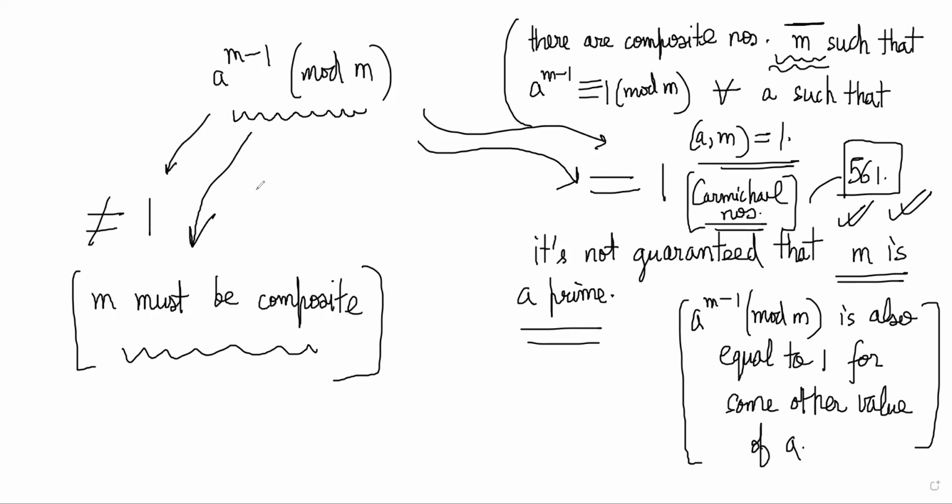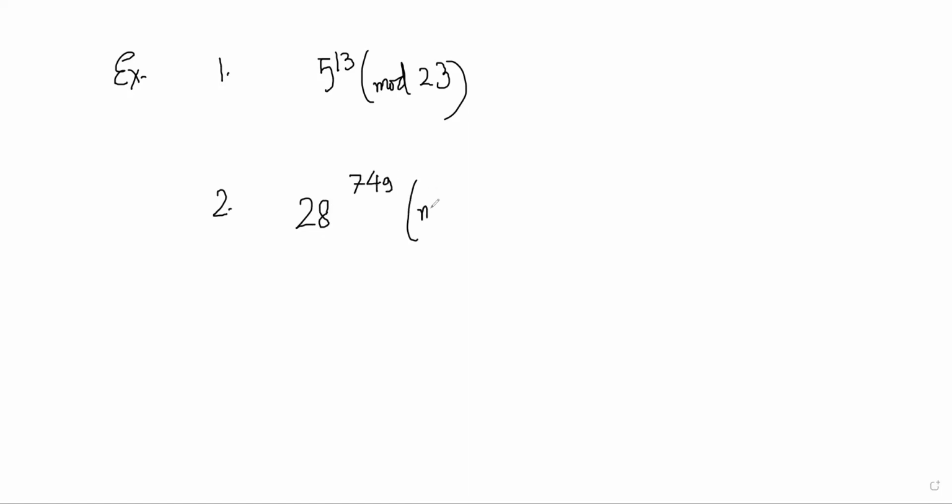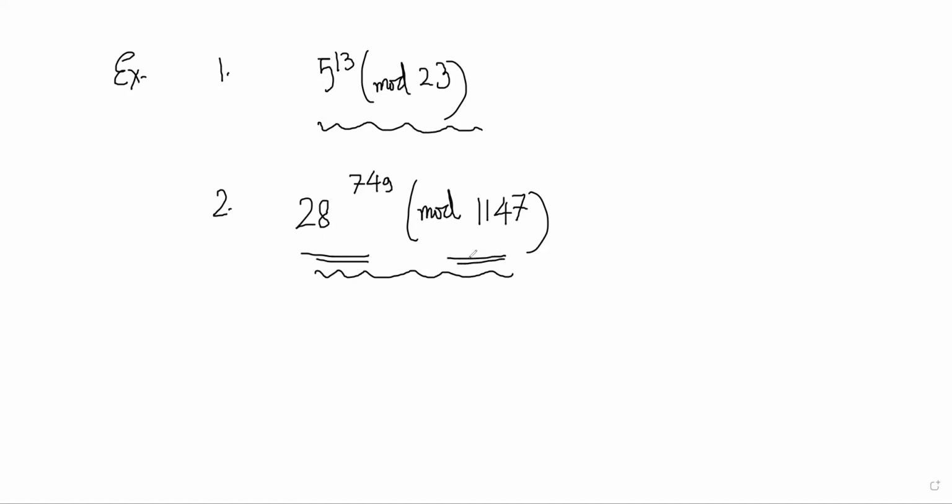Now, you should try out a few powers. Just take arbitrary powers. So for example, I will leave these as an exercise for you. Calculate 5 to the power 13 mod 23 by the successive squares method. Also calculate 28 to the power 749 mod 1147, also by the successive squares method. You will realize that it's a very powerful tool. You should not be able to do this very easily if you don't use this method. So try it out. Hopefully you will see the benefit of this.